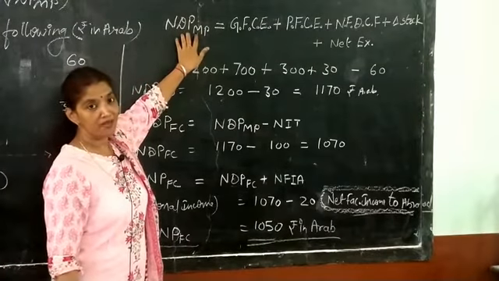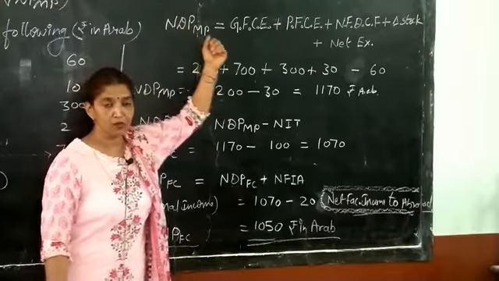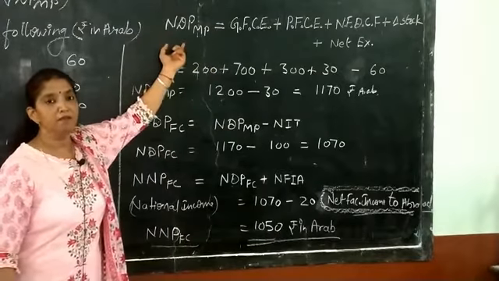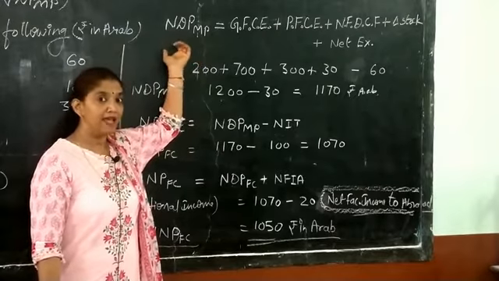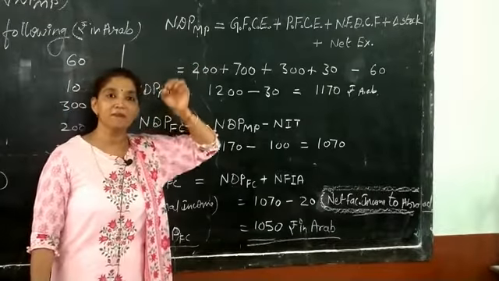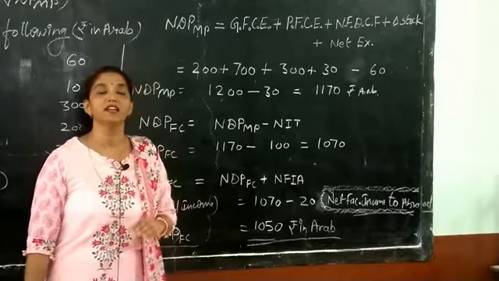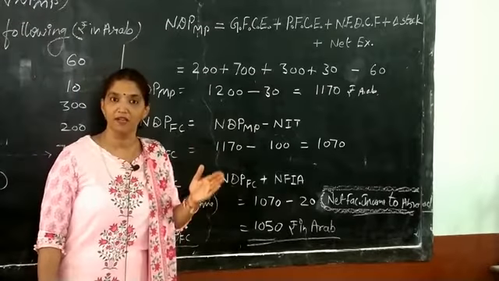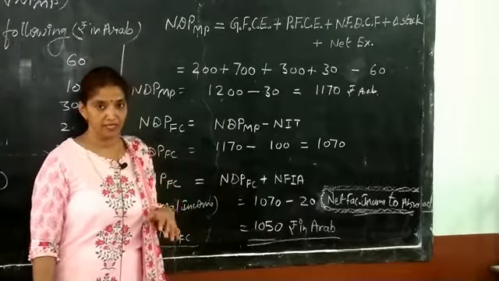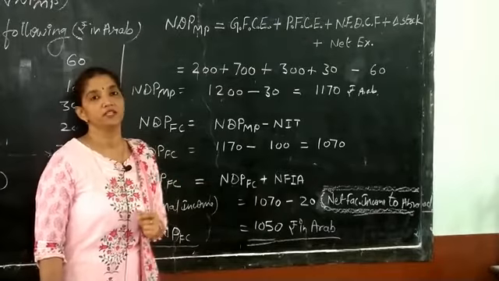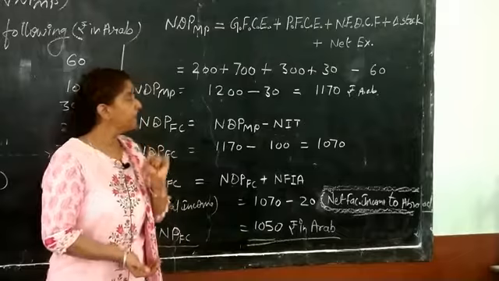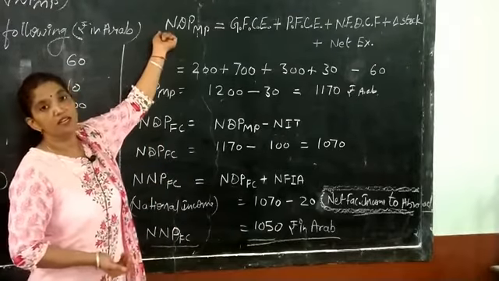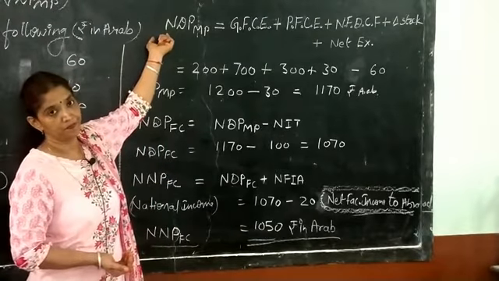Why will it be in NDP at FC? Let me tell you once again. The national income will be estimated in terms of NDP at FC as the domestic capital formation is given in terms of net fixed capital formation at domestic level plus net change in stock. Both the values are given in terms of net. That's why we will use net terms here.